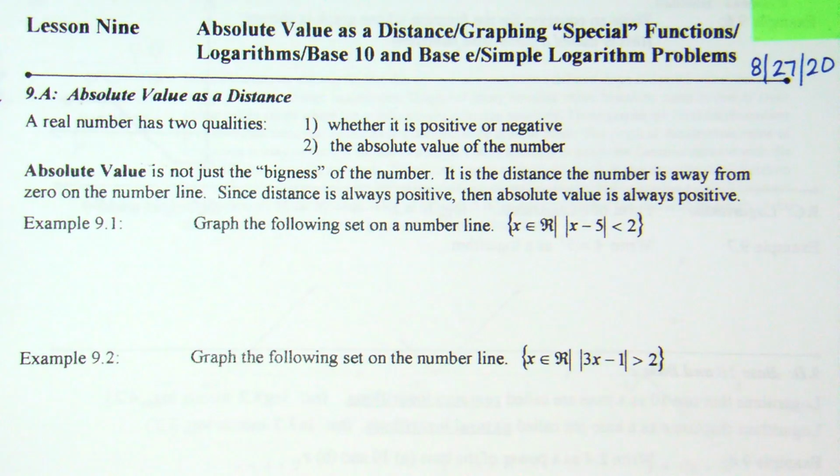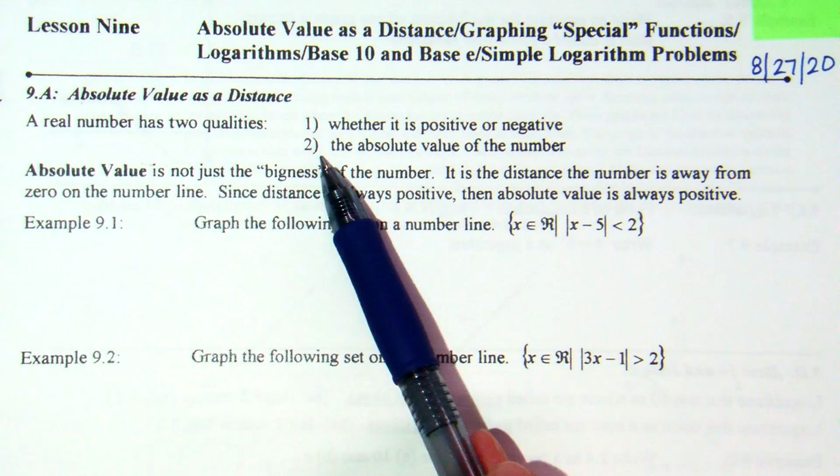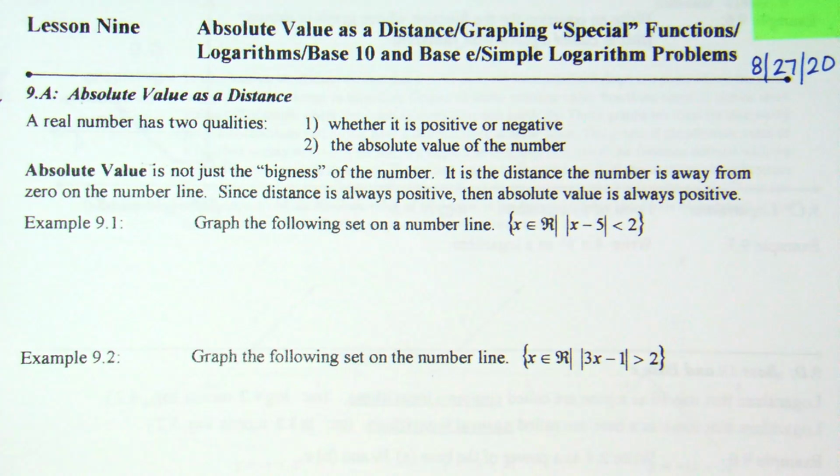Okay, so absolute value is a distance. There's some given information here. First of all, a real number has two qualities. A real number is either positive or negative, and then the other quality is the absolute value of the number, which is its distance from zero. Absolute value is not just the bigness of the number, it is the distance the number is away from zero on the number line. Since distance is always positive, then absolute value is always positive. Essentially what we just talked about, right?